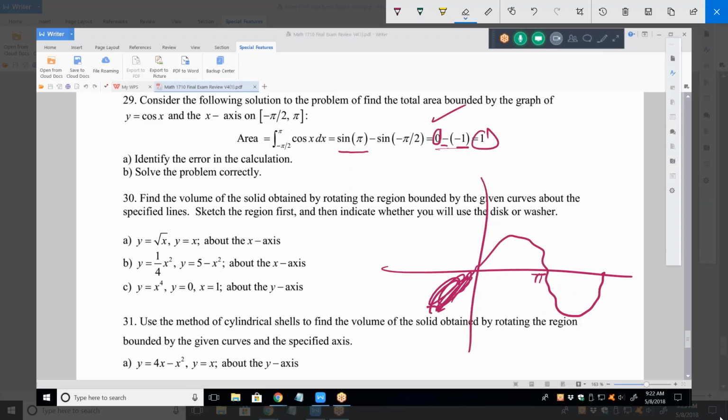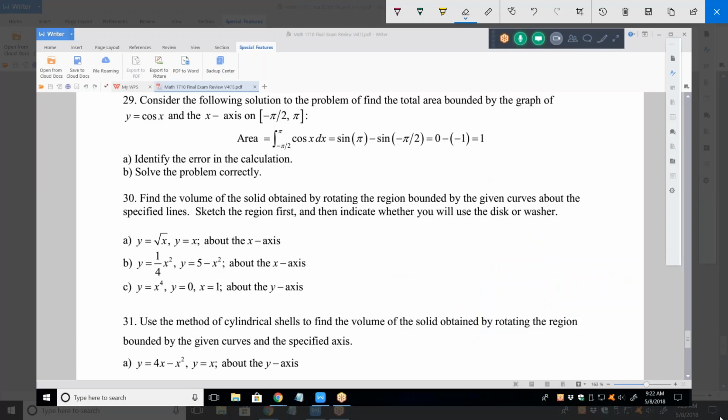Okay? Now, we could accomplish the same thing by doing this in two steps. First of all, let's draw the right curve. It's not the sine curve we want. It's the cosine curve.